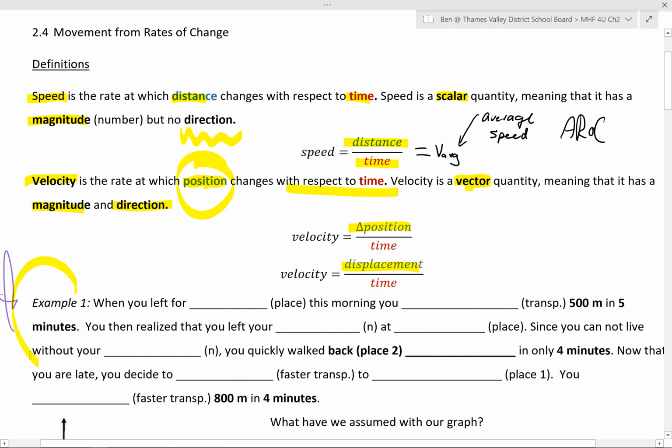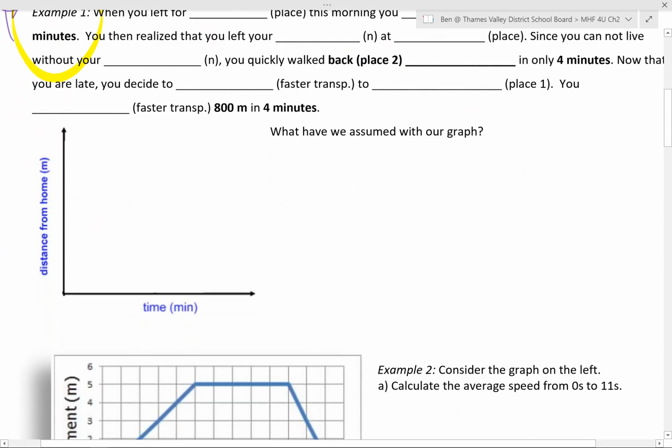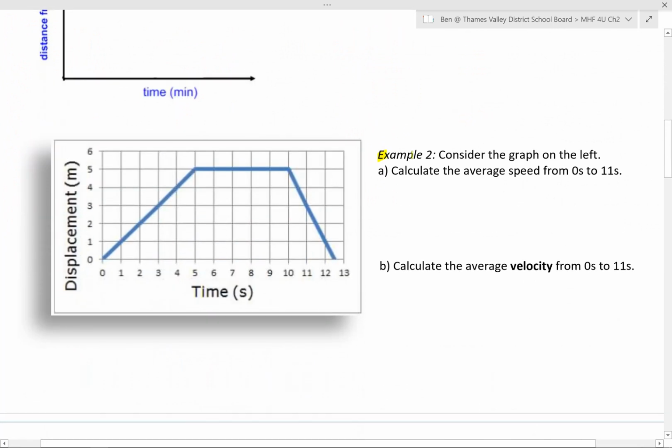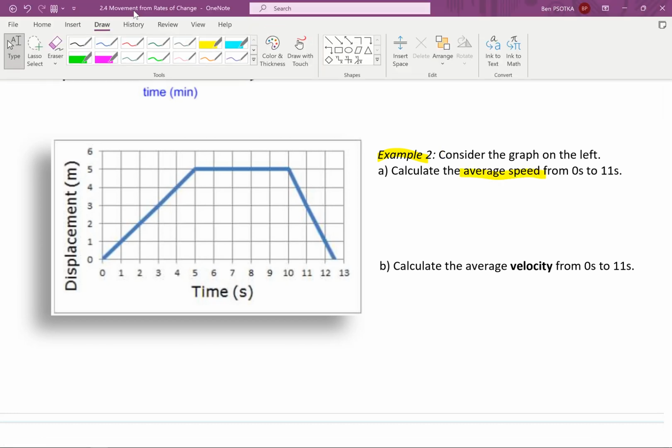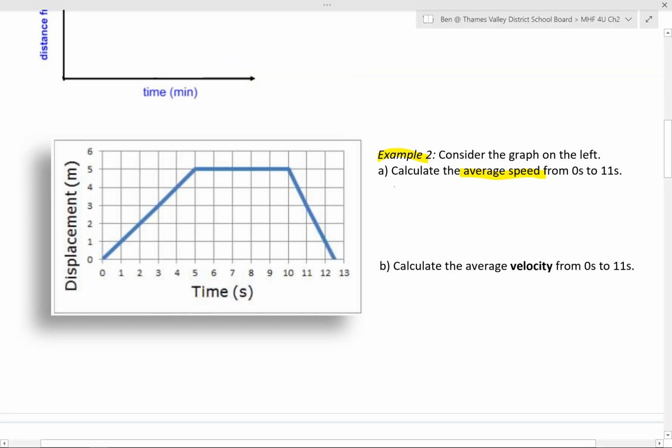Now we're going to leave example 1. We'll try and have some fun with that when we get back into class. We want to jump forward to example 2. With example 2, we want to take an average speed. Speed, not velocity.